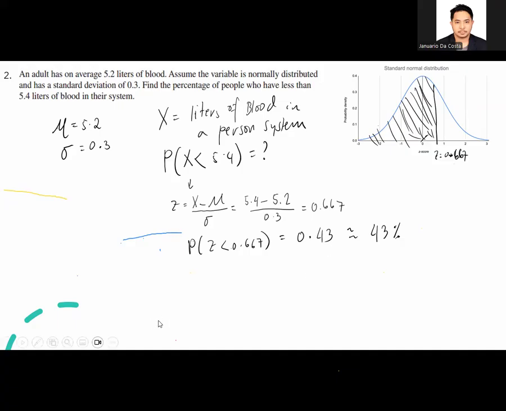All right. Any question? This problem is quite simple, no? Not very difficult. You just have to look at the table. Any questions? None, teacher.